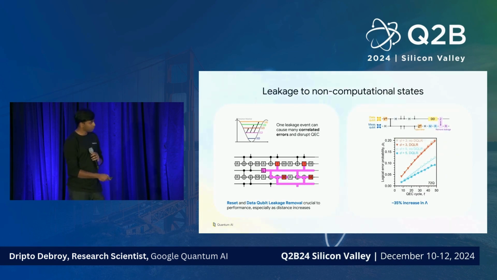So here this corresponds to a 35% increase in lambda, which again is that factor of improvement you get as you increase in distance. And you can see pretty clearly here how the 3 and 5 without DQLR are much worse than 3 and 5 with DQLR here. Great.